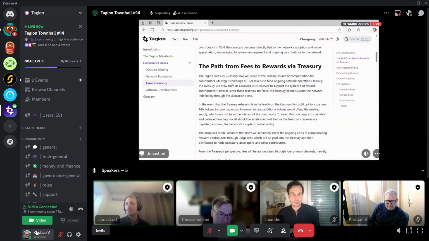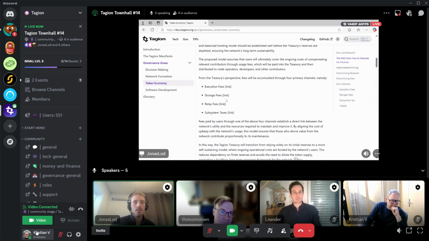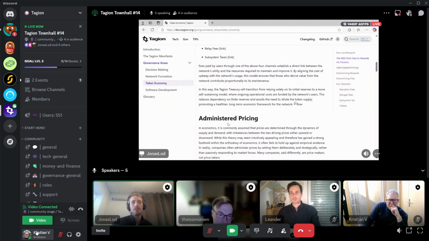On the other hand, users also pay fees into the treasury. They do that whenever they execute, so that could be somebody just doing a transaction on the network, whenever they use relay nodes, whenever they use subsystems, etc. That's actually what is being described here, that there are 4 channels through which the treasury accumulates TGN, which is then redistributed to node operators, developers, etc.